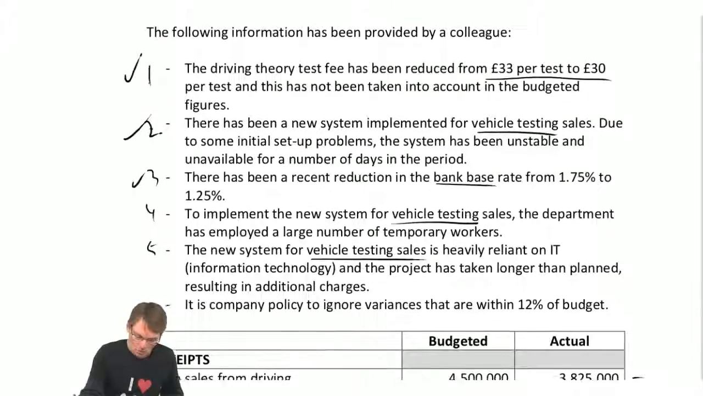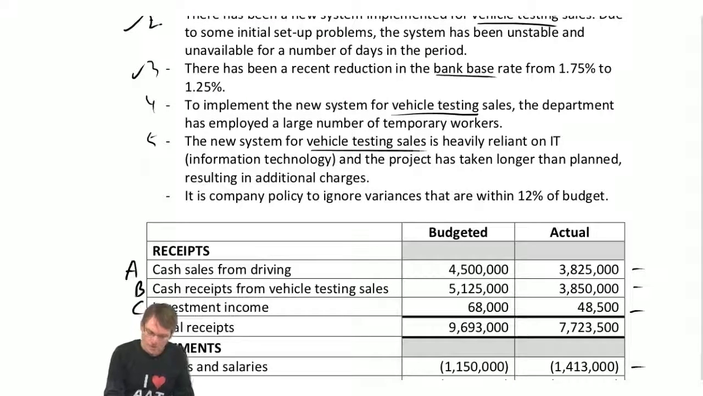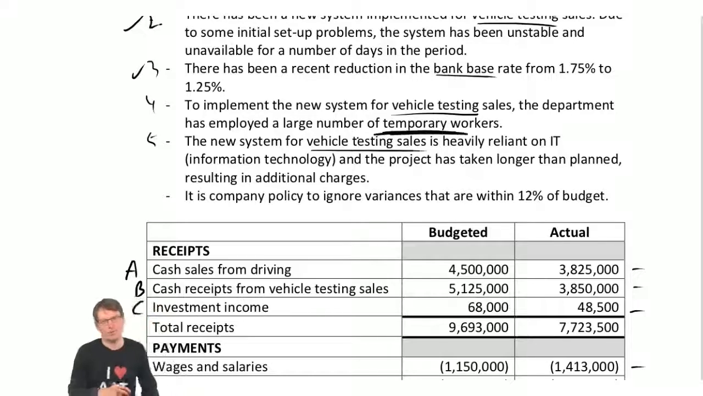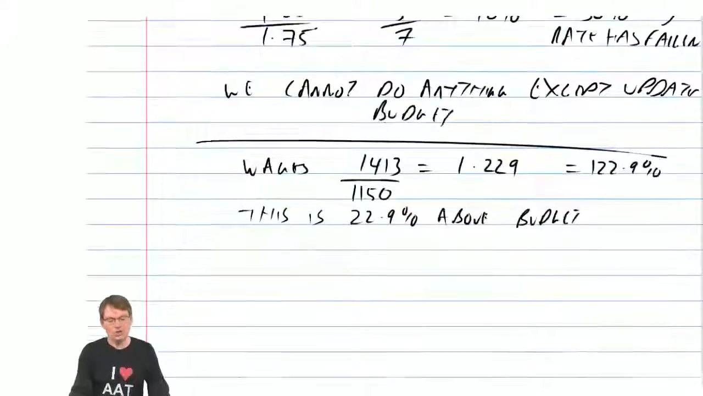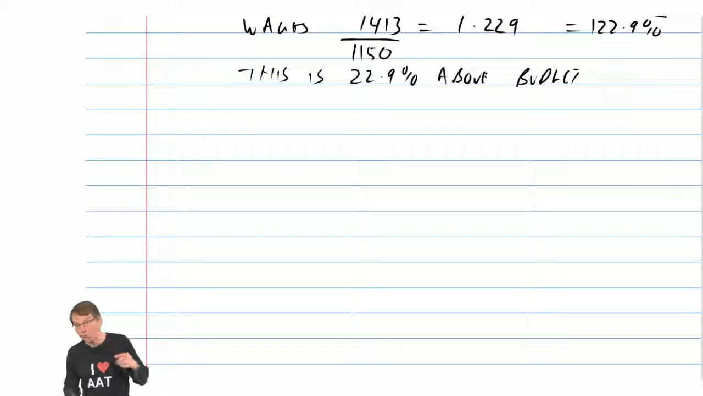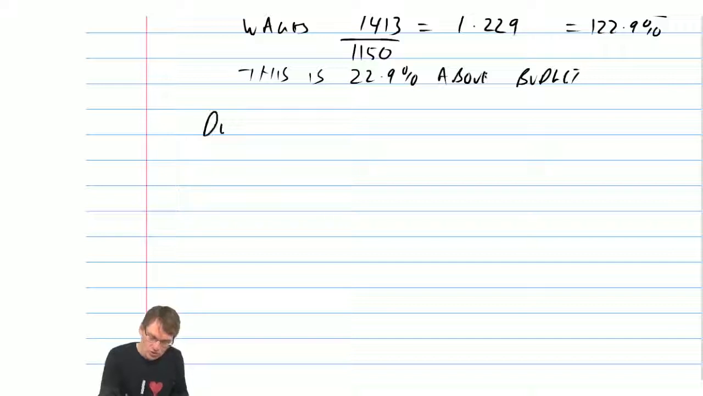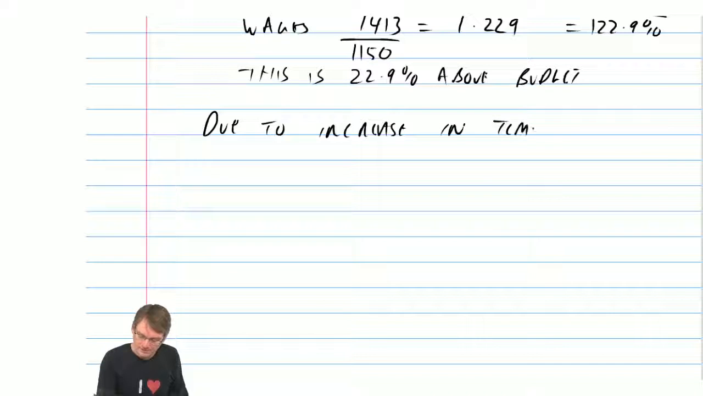Why? We are told to implement the new system. They employed a large number of temporary workers. So there will be more workers who are being paid more money. So due to the increase in temporary workers.